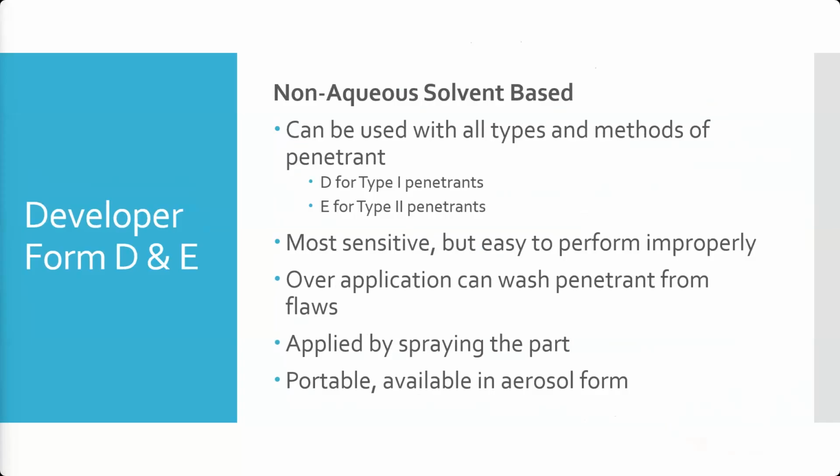The non-aqueous solvent-based developer you're going to use in aerosol cans is actually a dual form. It's D and E. It can be used with either type 1 or type 2 penetrants, and in the lab you will use it with type 1 and type 2 penetrants. So when you're using it with a type 1 penetrant, you refer to it as a form D developer. When you use it with a type 2 penetrant, you refer to it as a form E developer. But it's a dual form.